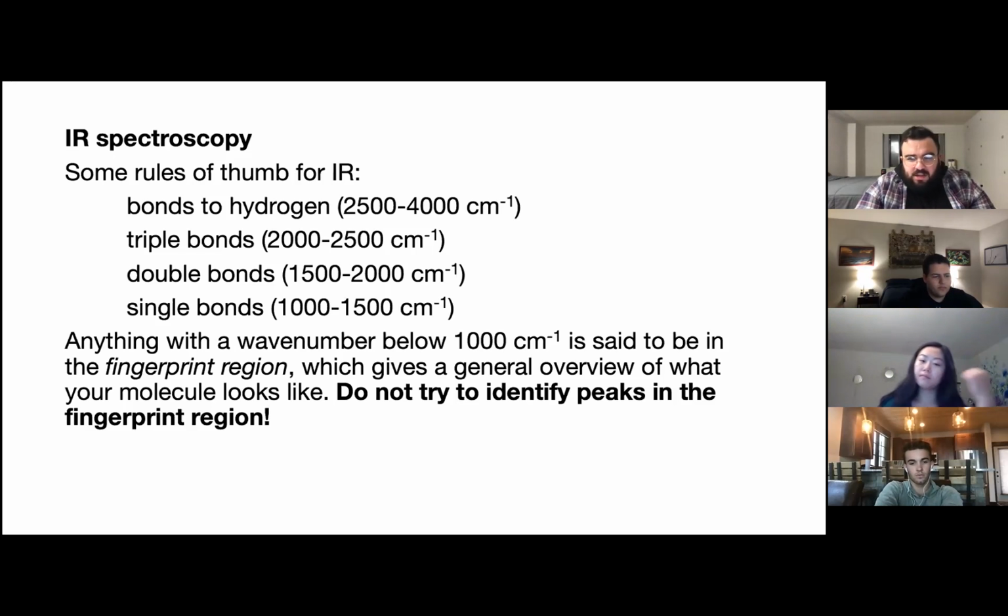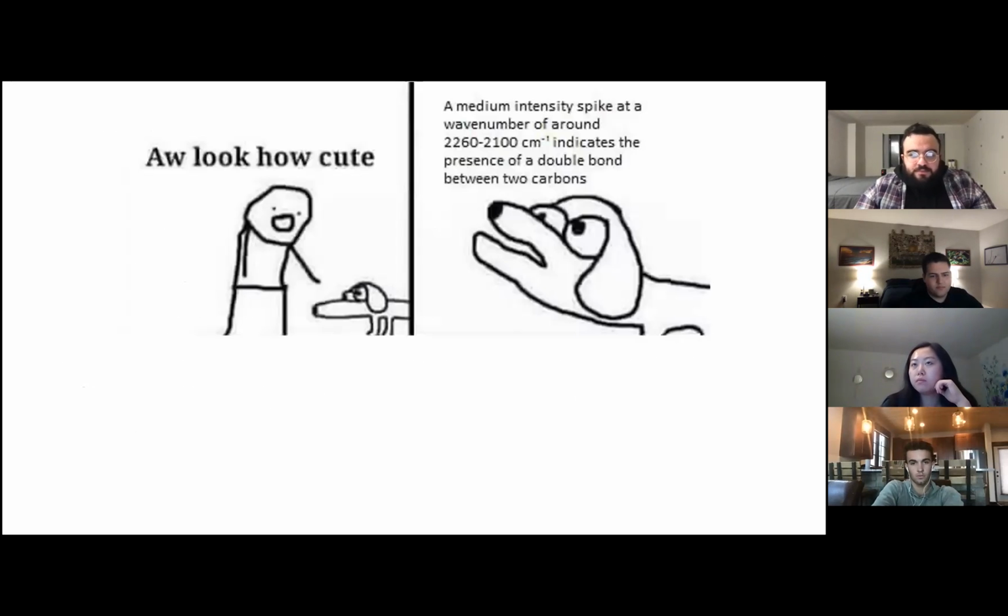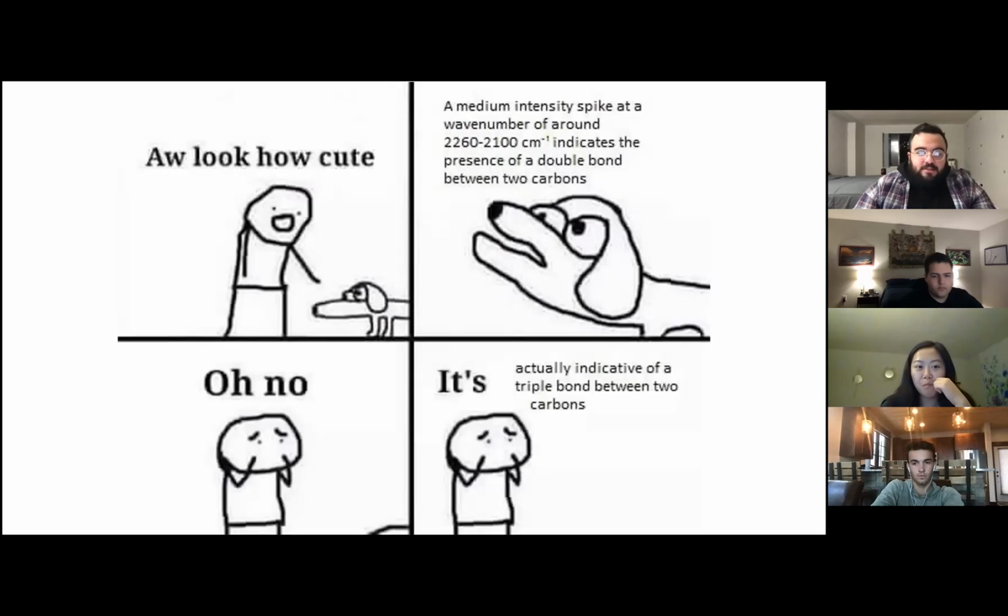The fingerprint region is really, really hard to interpret. We don't really use it in research in order to interpret our spectra. So we just want to use the other ones, the ones that we can actually interpret better, to see exactly what groups we're going to have in our structure. Okay, a medium intensity spike indicates the presence of a double bond between two carbons. Oh no, it's actually indicative of a triple bond between two carbons. Whoa. Okay, hopefully the talking dog doesn't make you make that same mistake on an exam.